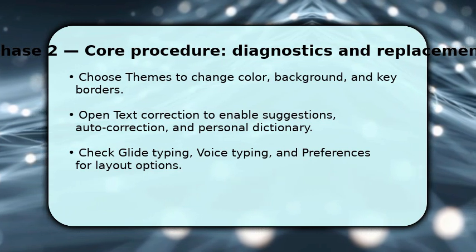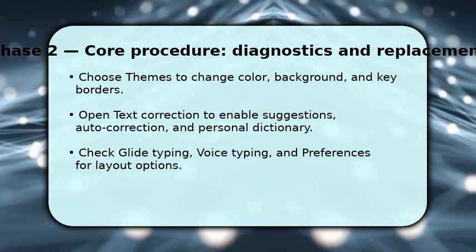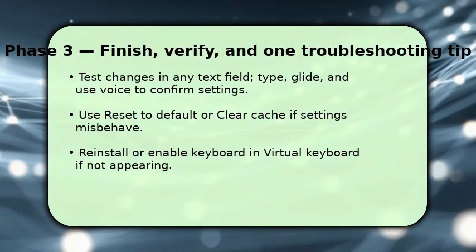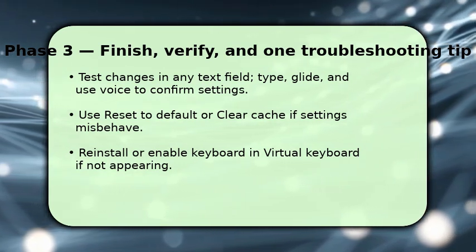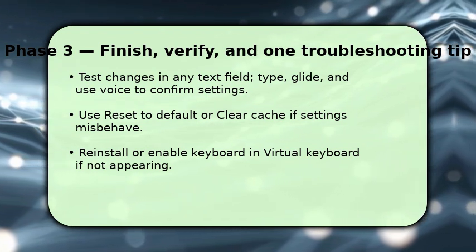Make each change deliberately. After toggling an option, test it briefly so you know how it affects typing behavior. To finish, save any visible options and immediately test in a messaging app. Type, glide, and try voice input to verify behavior. This confirms the how and why of each setting.